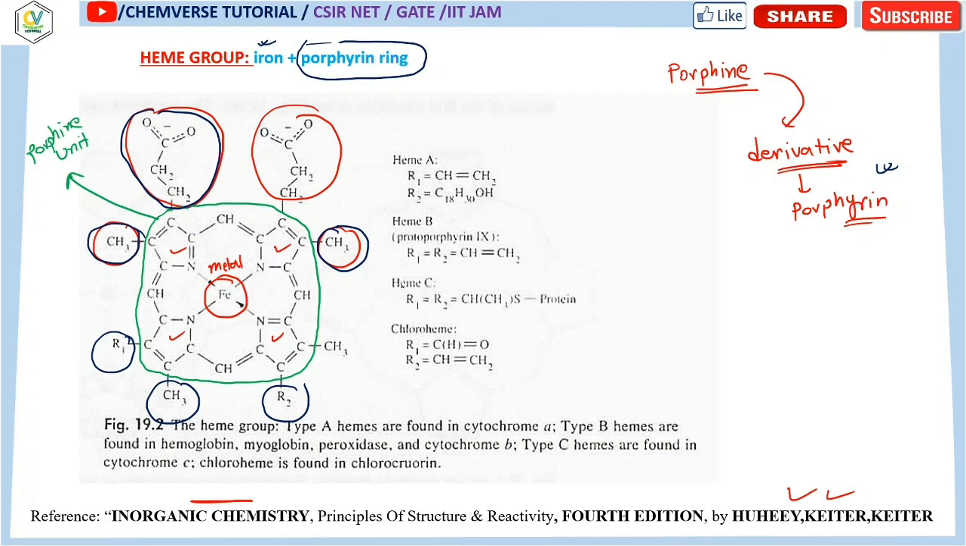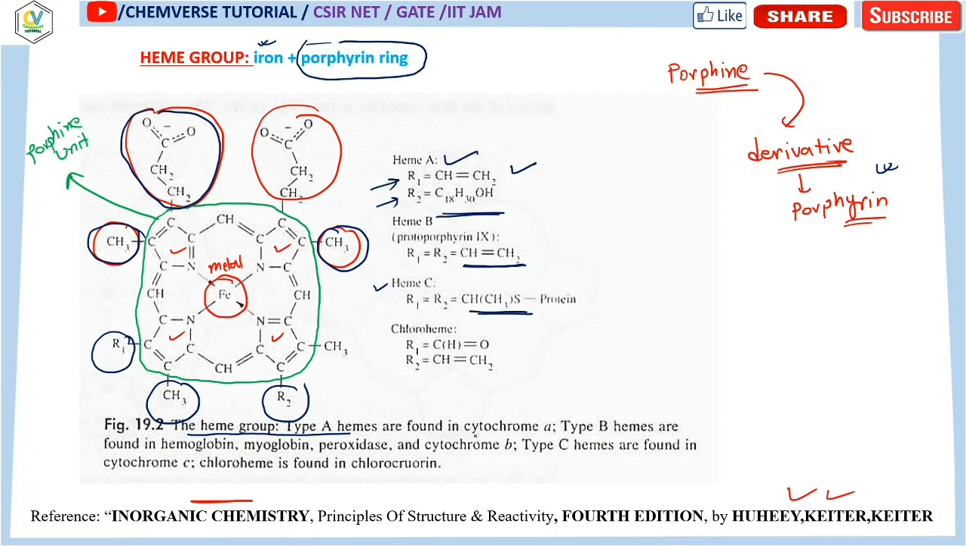And there are different kinds of heme group. It could be heme A, heme B, heme C, whatever. For heme A, R1 is this vinyl group and R2 is this long chain. For heme B, both of them will be a vinyl group. Over here you can see that a sulfur containing protein is present, that is heme C. Clear?